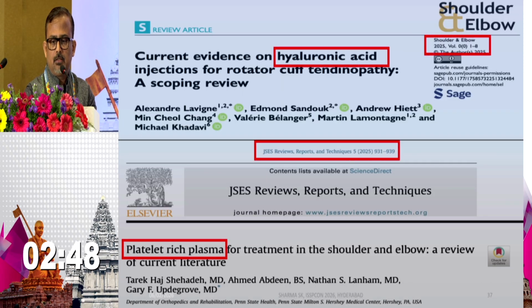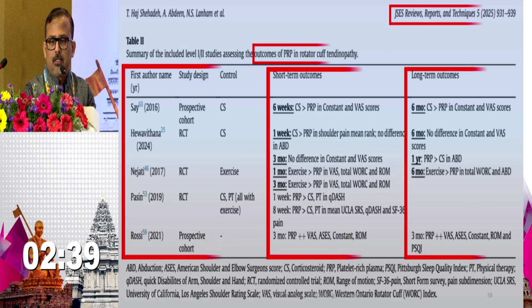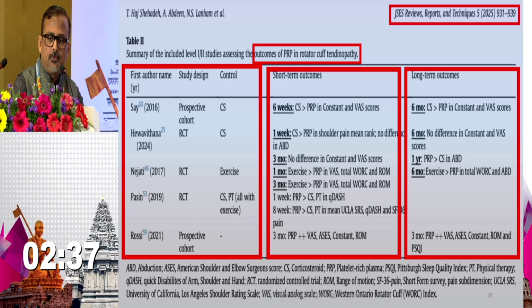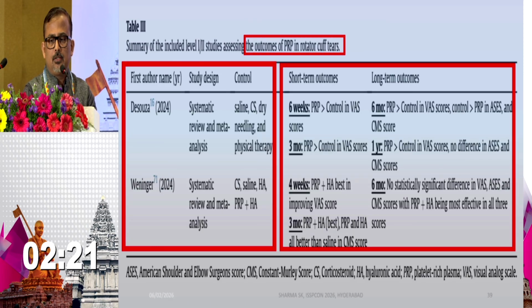This is a systematic trial. Then you have the platelet-rich plasma and hyaluronic acid, two separate ones. One is from the shoulder and elbow. And what do they say? See, the outcomes are variable. Corticosteroids have been better than PRP. Sometimes the exercise was equivalent to PRP. So there are so many examples, and it's variable. Similarly, in rotator cuffs, there is a meta-analysis. Again, the results are variable.